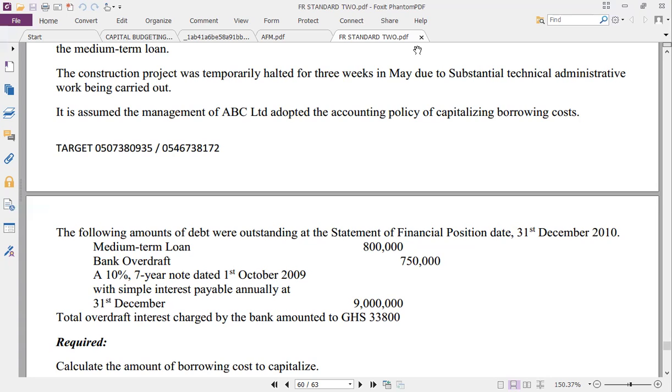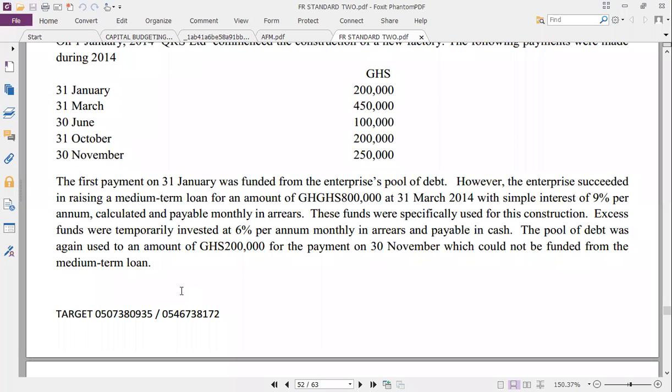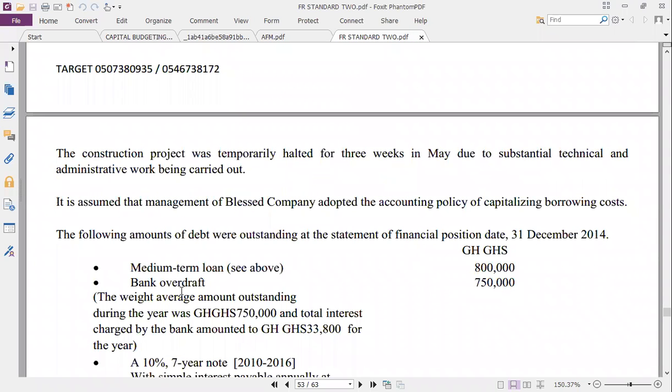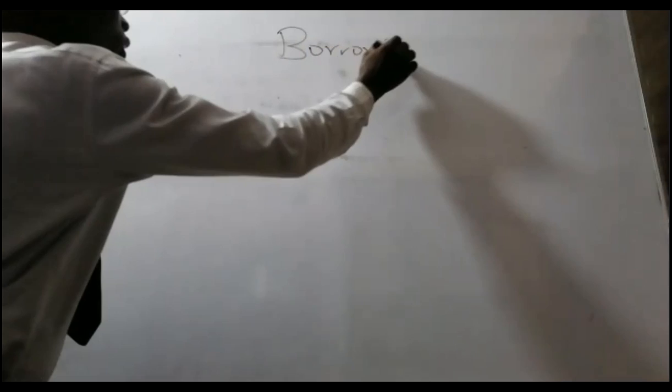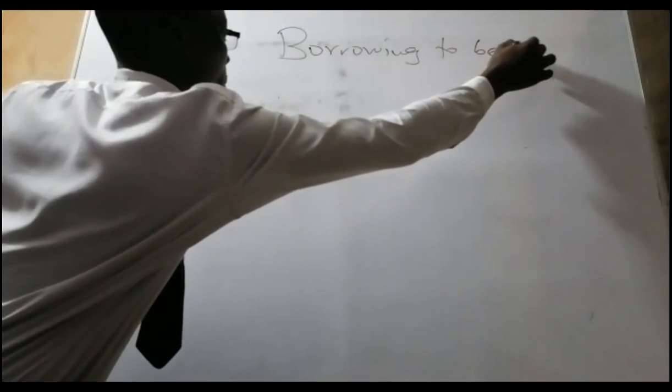So let's see how best we can do this. Let's go to the board. First, where do you start from? Starting the question is very key. If you don't know where to start from, don't worry. Go back to the question, read the requirement and start from the requirement. The requirement says calculate the borrowing cost to be capitalized. So we come here and tell the examiner: borrowing cost to be capitalized.